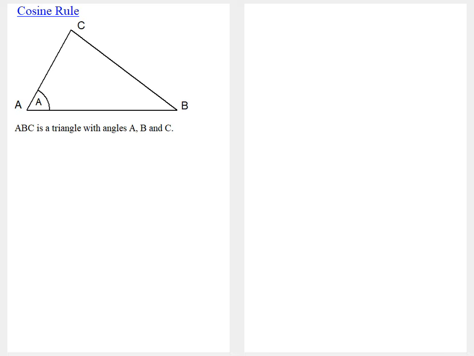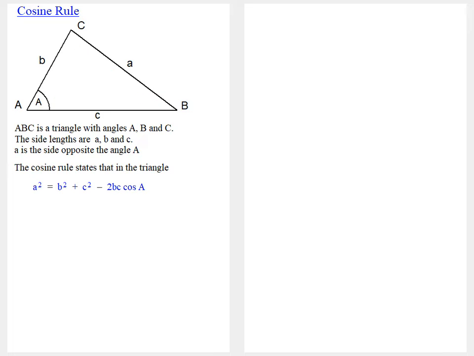The cosine rule. Suppose we've got a triangle ABC with angles A, B and C. Then the side lengths are small a, small b and small c, where a is the side opposite the angle A, b is the side opposite the angle B, and little c is the side opposite the angle C. Then the cosine rule states that a squared equals b squared plus c squared minus 2bc cos A.